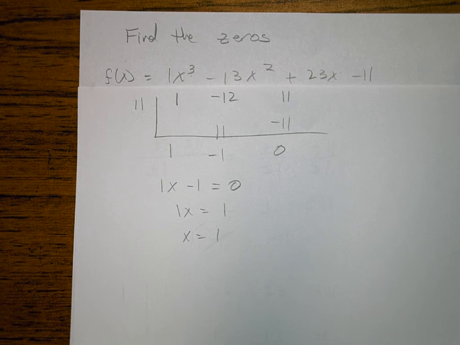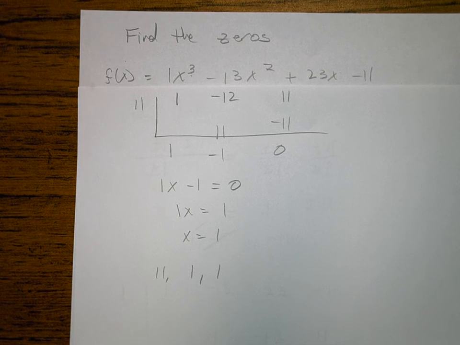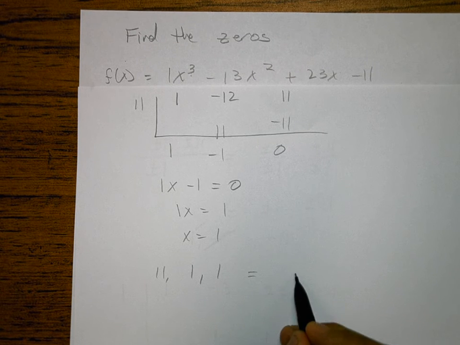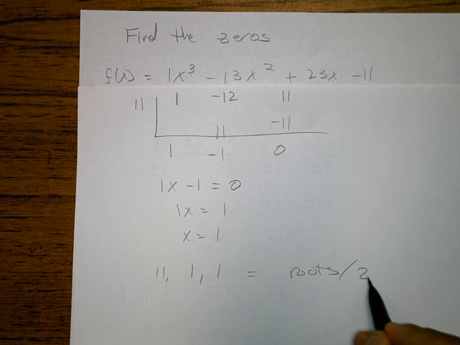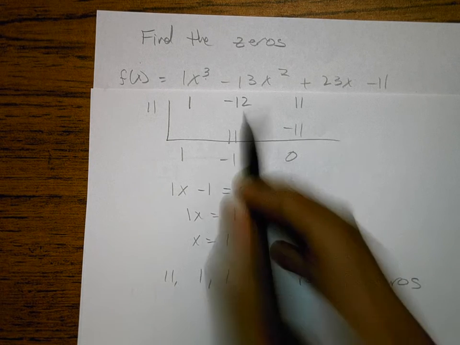Okay, so the roots that I got were 11, 1, and 1. So I have a multiplicity, so these are my roots right here. My roots are my zeros. Okay, use synthetic division until you get it down to a nice easy part. Okay, let's do one more.